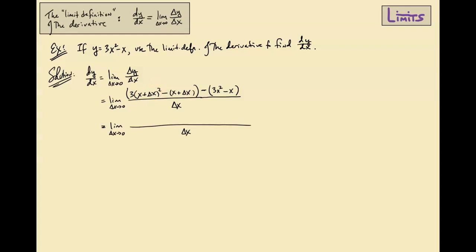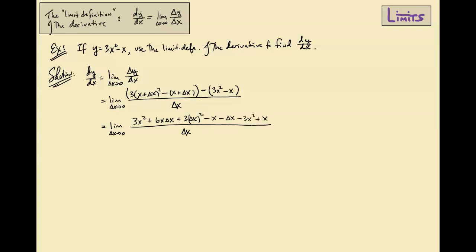To save space and minimize tedium, I'm going to expand this and then multiply by 3 all at once. So we'll get an x squared, but I have to multiply by a 3, giving me 3x squared. We'll get a 2x delta x, but that also has to be multiplied by 3. So that'll be a 6x delta x. And we get a delta x squared, but that has to be multiplied by 3, plus 3 delta x squared. Distributing the various negatives here, we get minus x minus delta x minus 3x squared plus x.